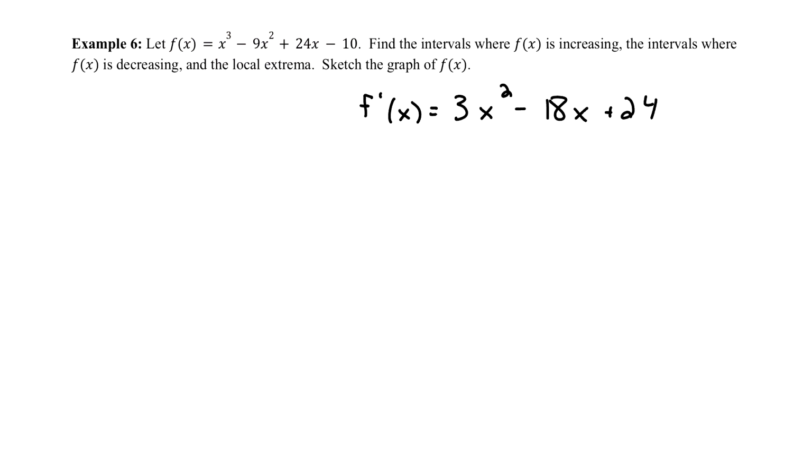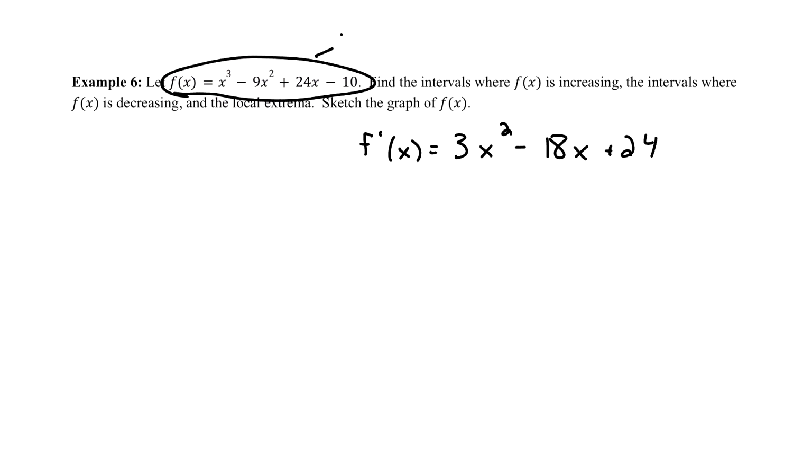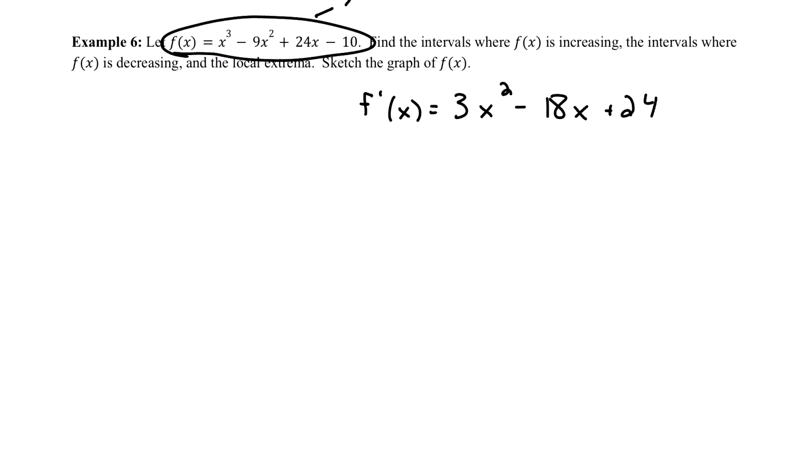For critical numbers, remember, we want to think about what is the domain of this function here. What is the domain of our original function? In this case, we're working with a polynomial, so the domain will be negative infinity to positive infinity. So we're not going to have any issues there. We're not going to have any holes or asymptotes or anything weird like that. So we have our first derivative.